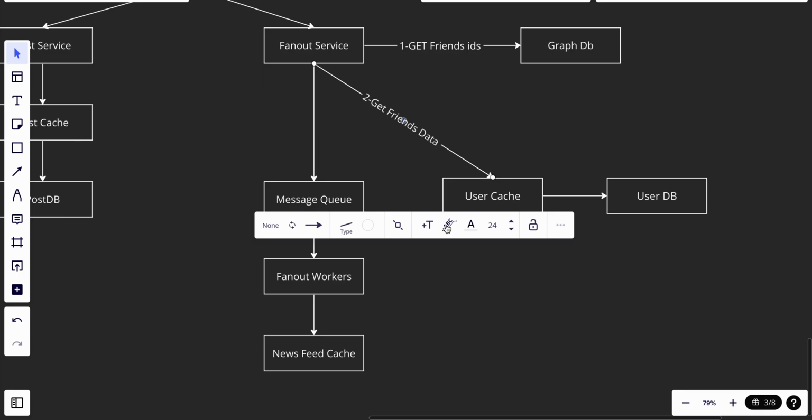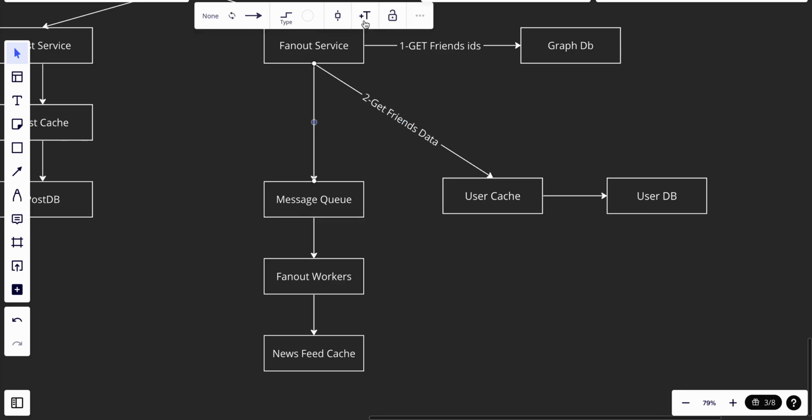And the third one, which is this one, just a hint. For the third one, the fan out worker: first we are sending all of the information to the message queue. The fan out workers fetch data from the message queue and store news feed data in the news feed cache. And we can think of the news feed cache as a post ID and user ID mapping table.